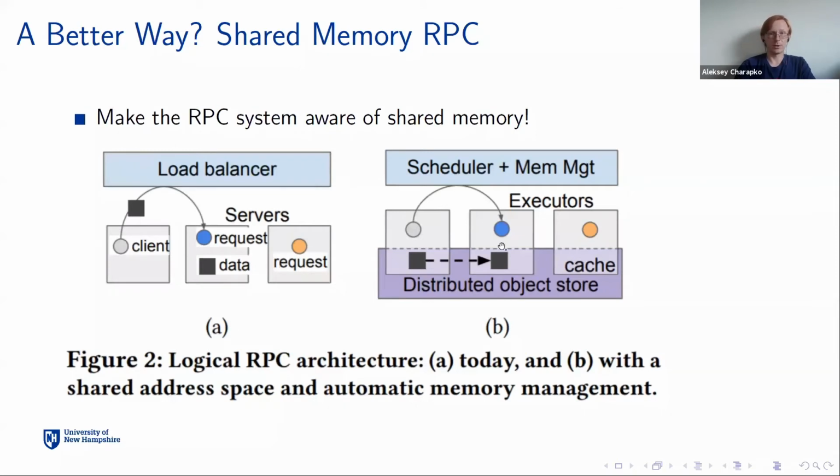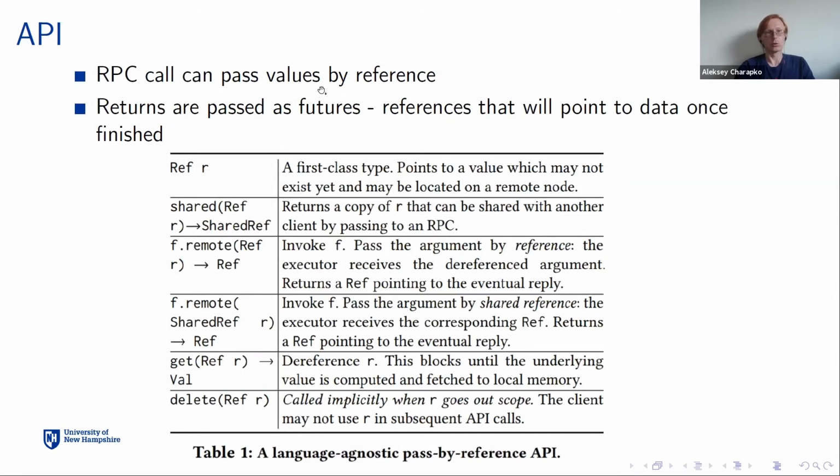Quite a lot of the paper goes into details, some ideas on what this may look like. They do provide a suggested API for this RPC framework. The key things here are that the parameters can be passed by value or by reference, so we can pass stuff by reference when we want to invoke the call, and the returns are passed as futures, which are references that will point to the data once the function is finished on the remote side.